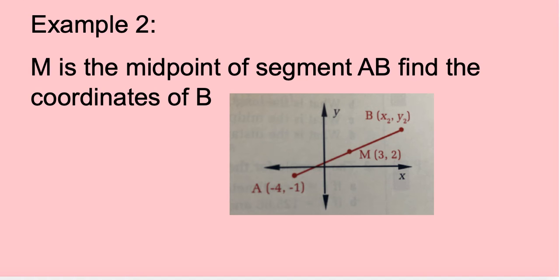All right, let's look at example 2. Example 2, it said that M is the midpoint of segment AB. A segment has 2 clear endpoints. You can see them, A and B. And it wants us to find the coordinates of B. We were given the midpoint.